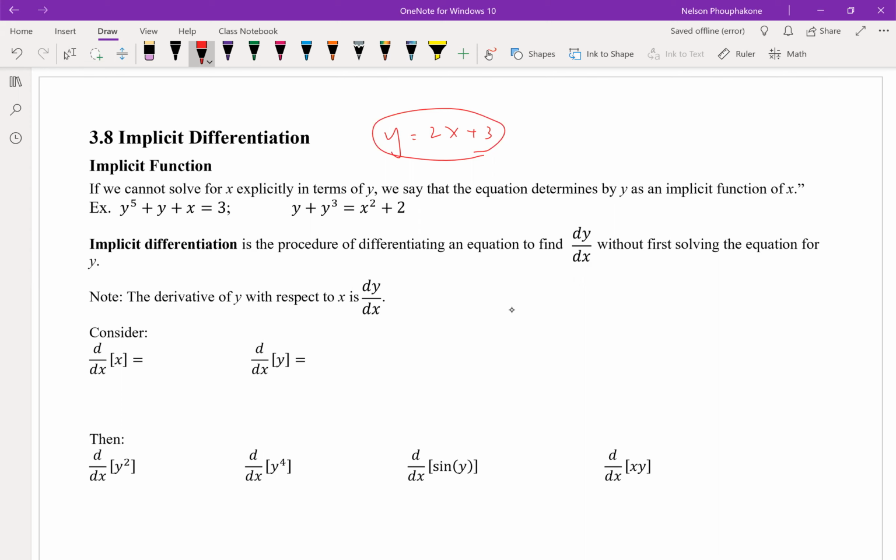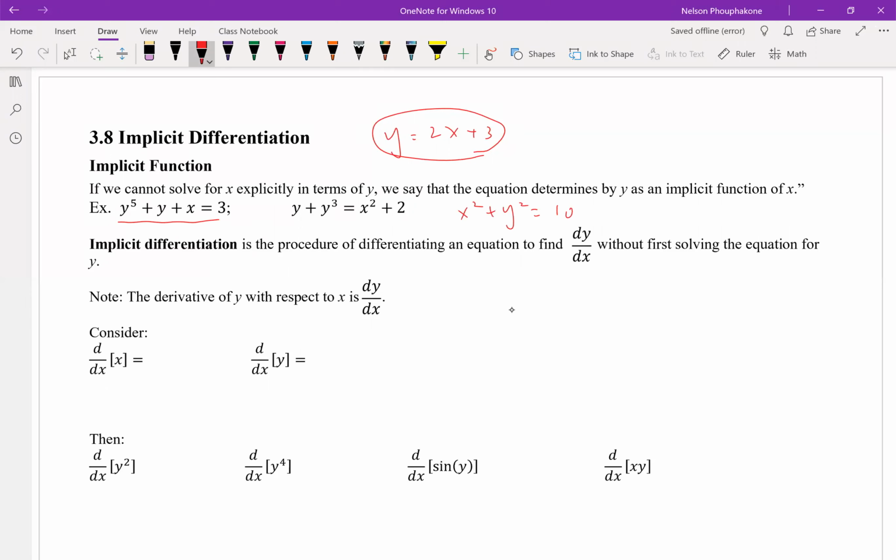However, an implicit function is one like y to the power 5 plus y plus x equals 3, or y plus y cubed equals x squared plus 2. With these two functions, you will see that we will not be able to solve for y. So this type of function is what we call an implicit function. Or even x squared plus y squared equals 10, the equation of a circle, is also an implicit function.